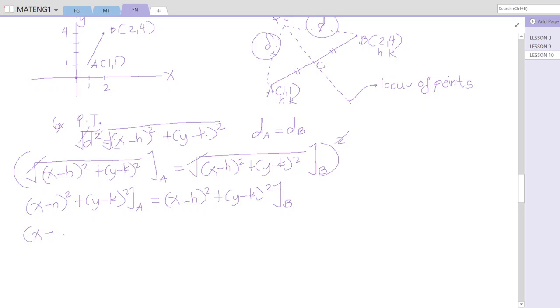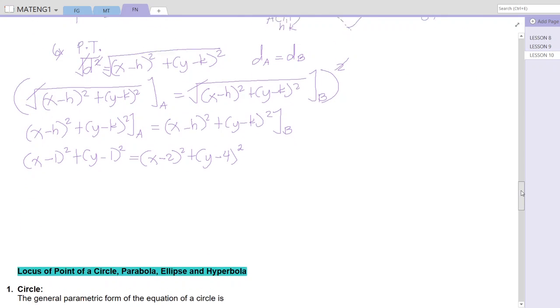Okay, so substituting the values of h, k into the formula, that will become (x minus h, which is 1 from point A) squared plus (y minus k, which is also 1) squared, that is equal to (x minus h, which is x minus 2) squared plus (y minus k, which is 4 there) squared. Okay, so 4 and then raised to 2.